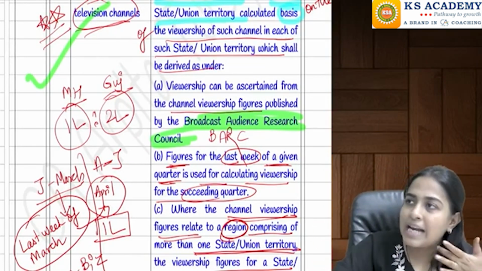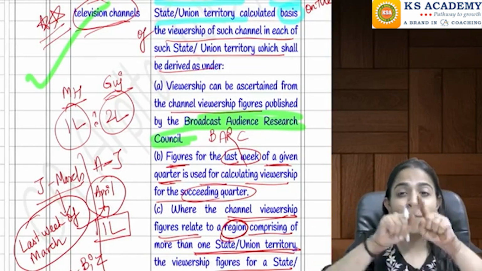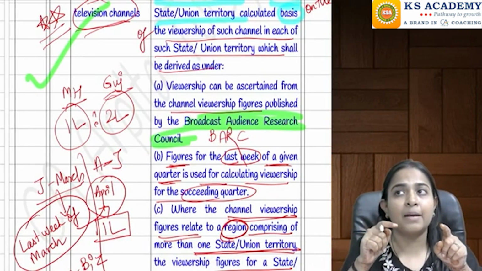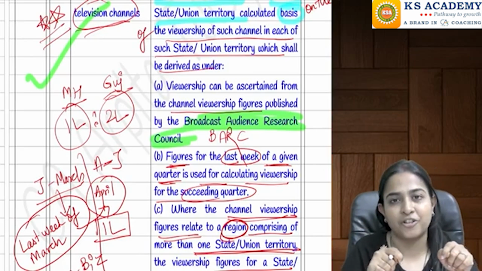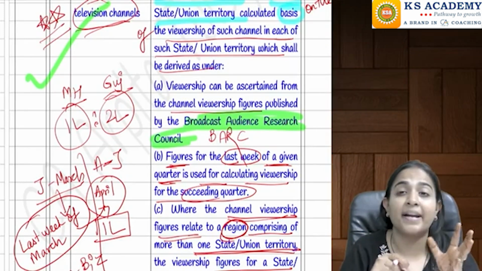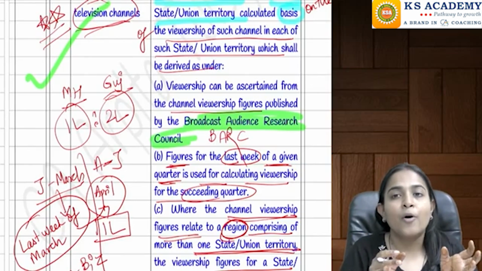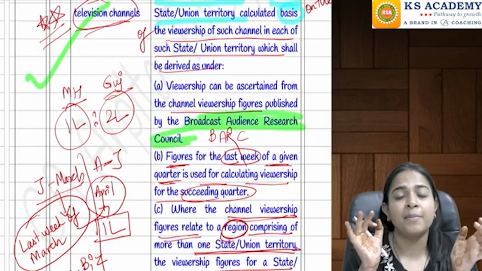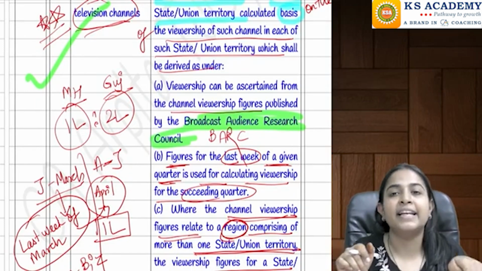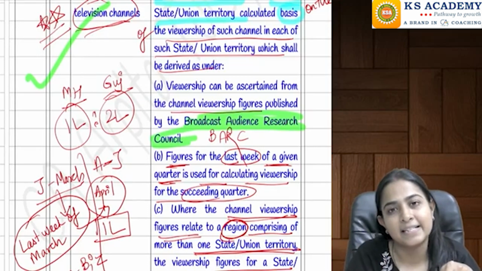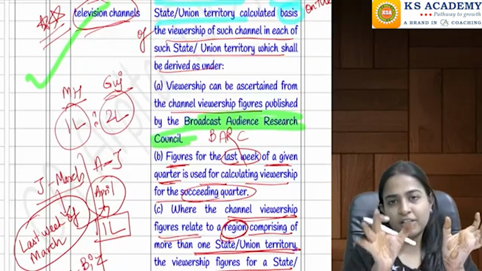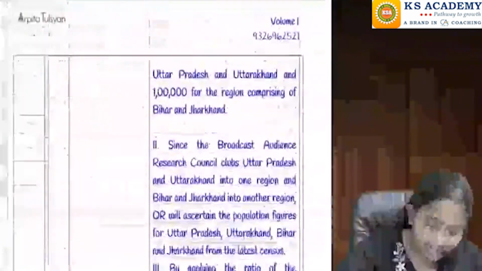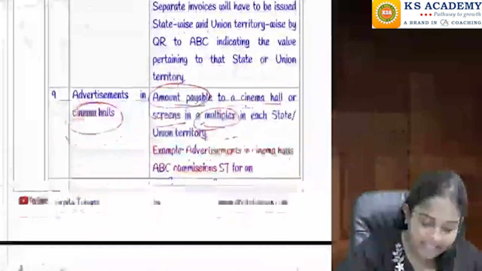Now let's say BARC is giving me viewership figures for a particular region. It is giving me a combined figure for, let's say, Mumbai and other parts of Maharashtra, or let's say a combined figure for Maharashtra and Goa. But I want it separately for Maharashtra, I want it separately for Goa, but BARC is giving me a combined figure. So just divide this combined figure in the ratio of population as per the latest census. So now you will have figures for Maharashtra, for Goa, and for Gujarat. Are you clear till here? Yes. Then after that, many examples are given.